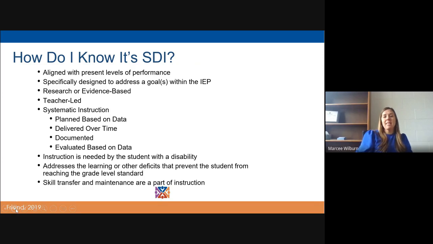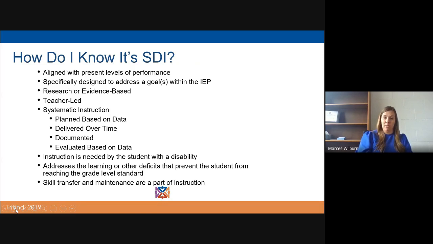And I think this is the part where maybe you need to do a self-assessment of, is it systematically done over time? So we're planning it based on data. It's delivered over time. We're documenting that it takes place, and we're evaluating it based on data. Because there's no doubt in my mind that you all are doing what needs to be done to help students overcome the barriers to their learning.